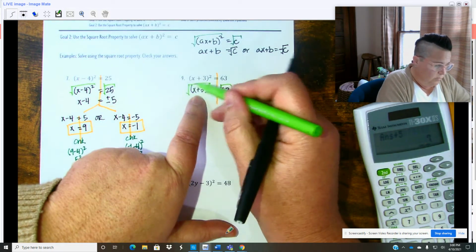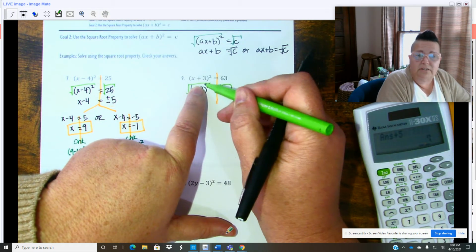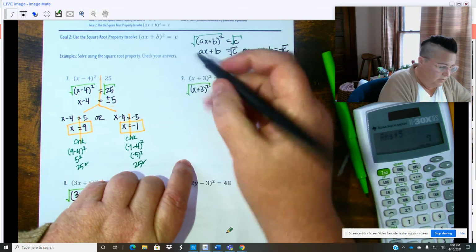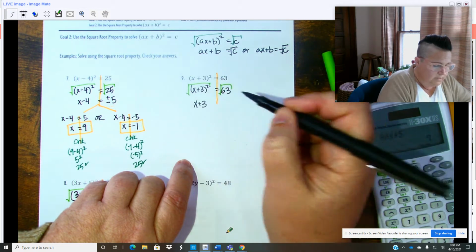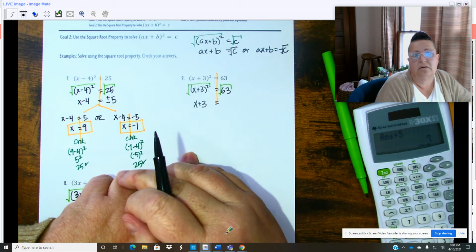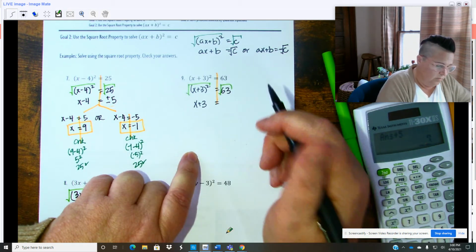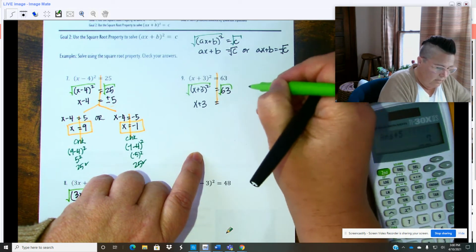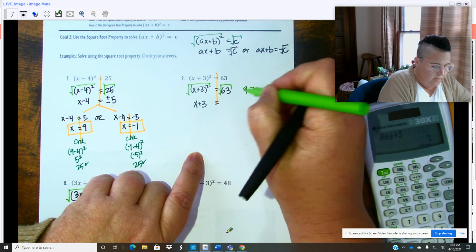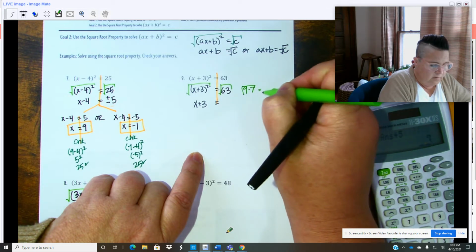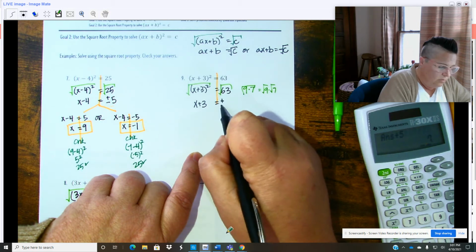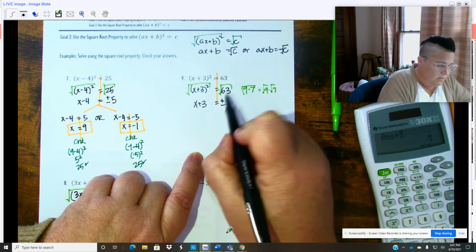Now, the square root and the squared are inverse functions of each other. They will eliminate each other, leaving us with just x plus 3 on this side equal to the square root of 63. Well, 63 is 9 times 7. So this is going to be the square root of 9 times the square root of 7. So this is going to be plus or minus 3 square roots of 7.